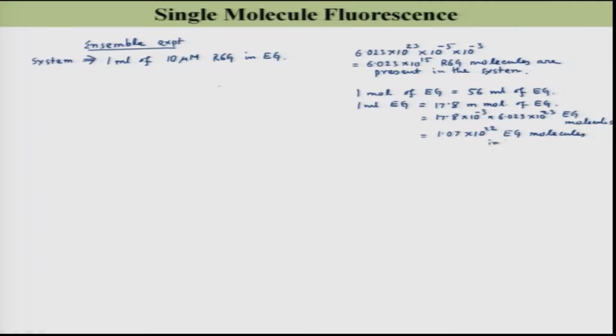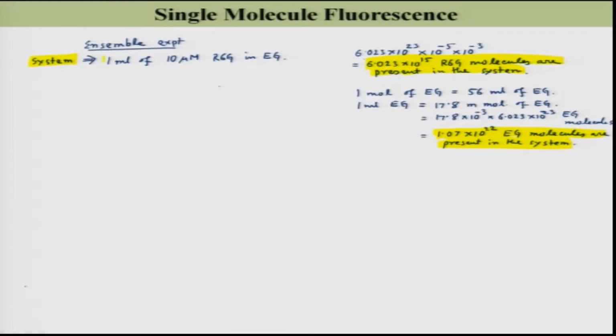are present in the system. Look at these two numbers, one is this one. So, I will just highlight this, one is this one. So, this many rhodamine 6G molecules are present in the system and this many ethylene glycol molecules are present in the system. What is your system? Your system is this one. So, this is your system, right.